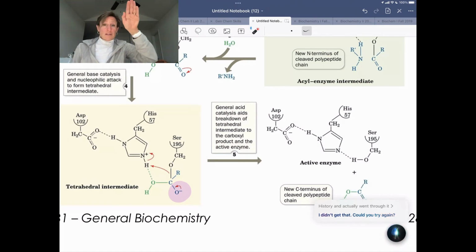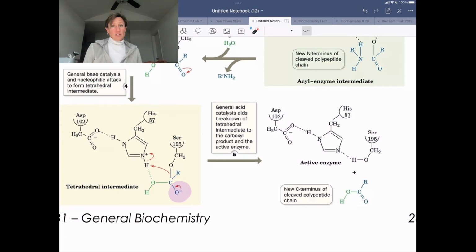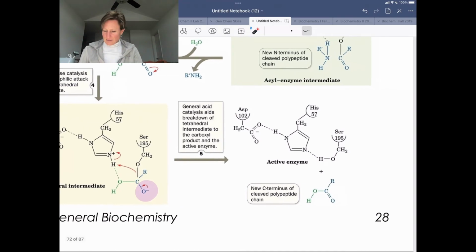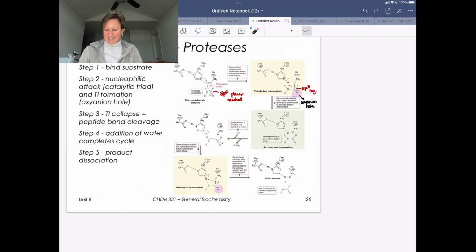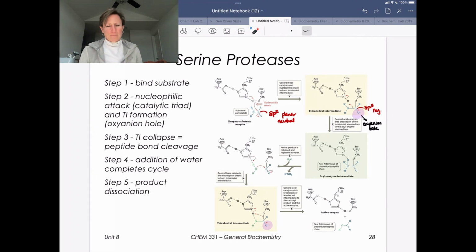Histidine actually went through its deprotonation, protonation, deprotonation, protonation. Went through that twice, okay? Serine only went through its stuff once, right? So it only served as a nucleophile once. Wow, that's a lot. These enzyme active sites, it's a lot, okay?